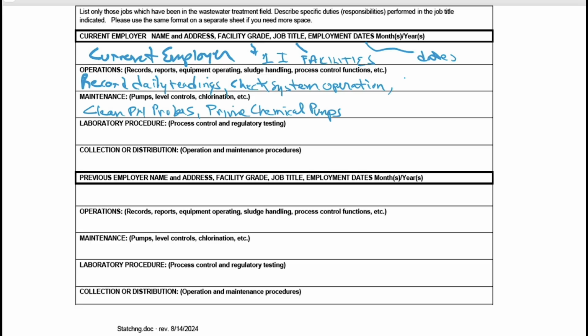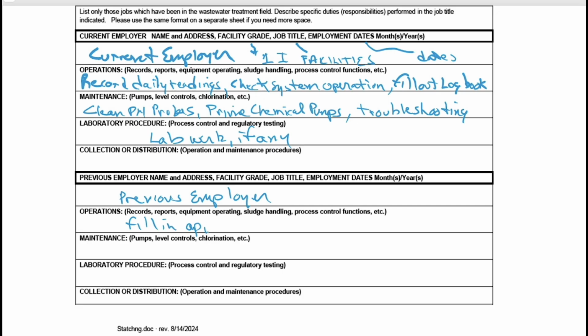Now, I've written in a few suggestions for functions that you may want to include as part of your work experience in operations and maintenance if they apply to the work that you actually do. If you do any lab work, indicate that in the lab section. Now, you probably won't have any experience related to collection or distribution systems, as these jobs mainly apply to people working at municipal plants. Include the same information about your previous position as well, if it applies.